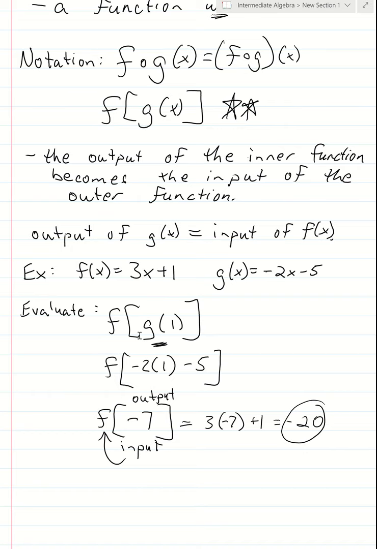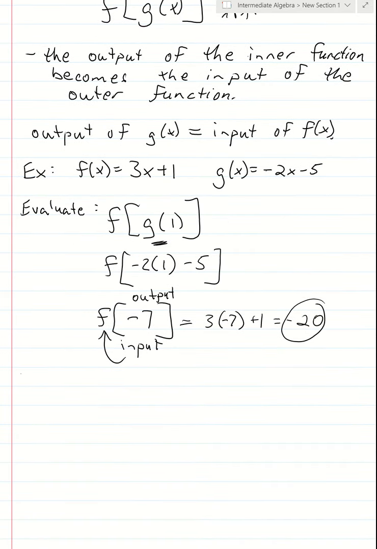Okay? So once again, you start with the innermost function, and you plug in your value of x into the function rule. Whatever number you get out then becomes the input for the outer function, in this particular case, f.